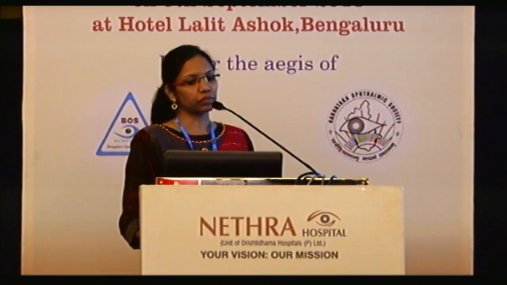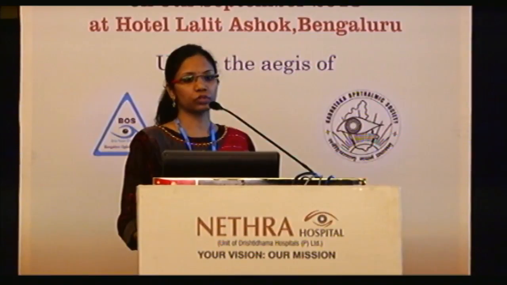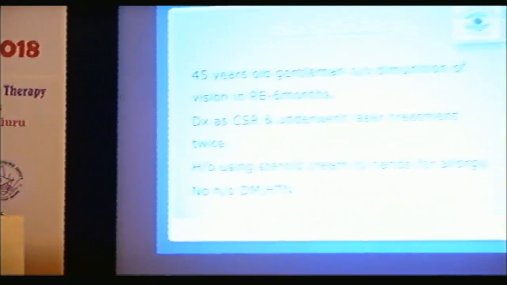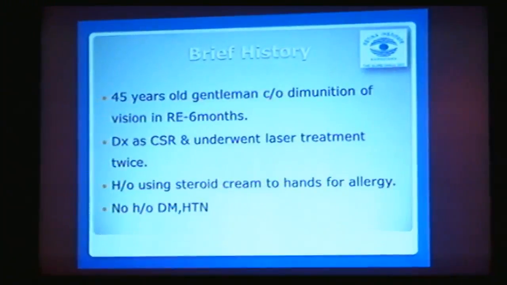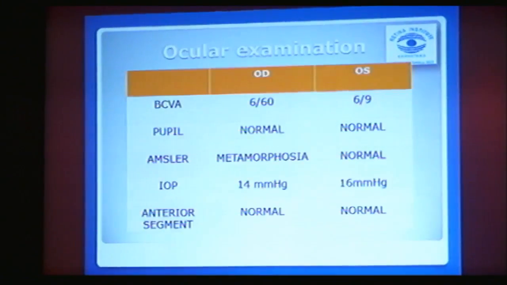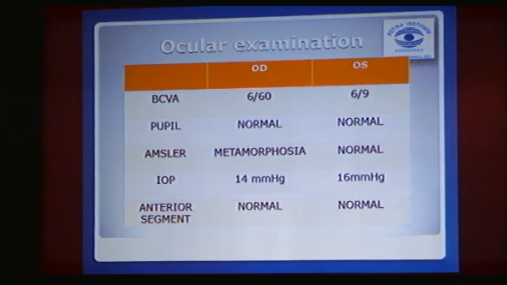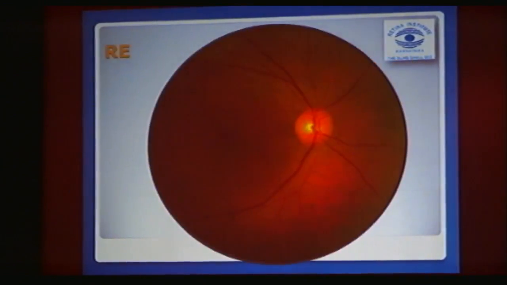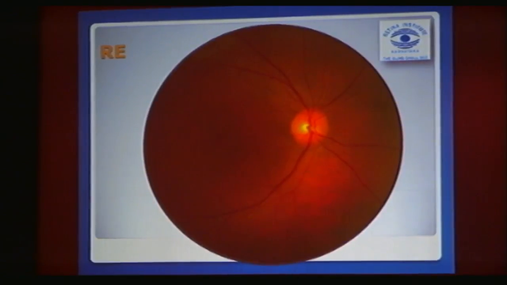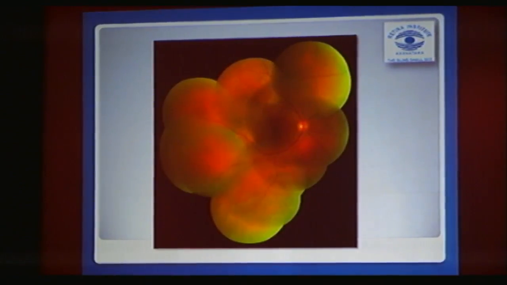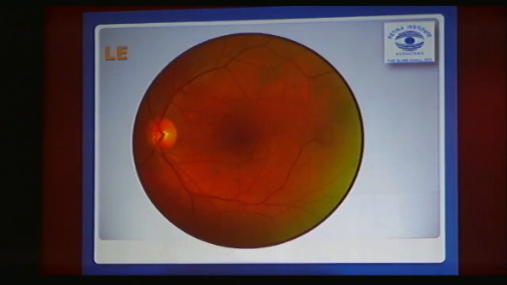A 45-year-old gentleman complains of decreased vision in the right eye for 6 months. He was diagnosed as CSR and underwent laser treatment twice elsewhere. He was using steroid cream for his hands for some allergy, and he was not diabetic or hypertensive. Coming to ocular examination, right eye best corrected visual acuity is 6/60 and left eye is 6/9. Anterior segment was normal. Right eye fundus showed ILM folds in the macula and subretinal fluid near the superior arcade with bullous exudative detachment inferiorly. Left eye showed multiple PEDs in the posterior pole.